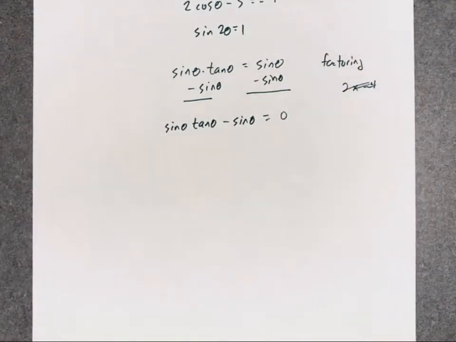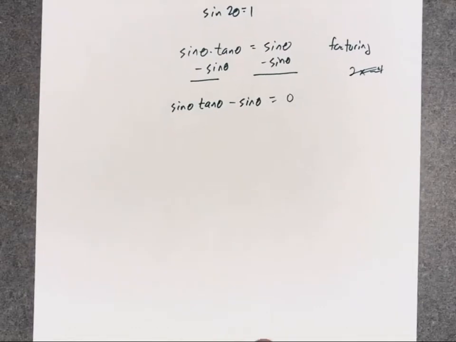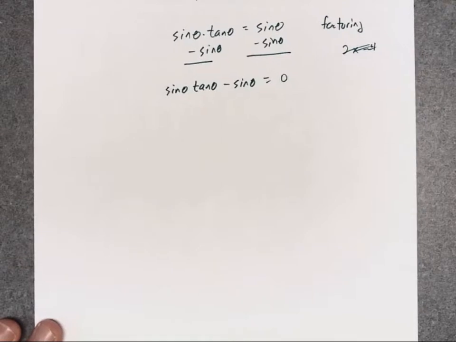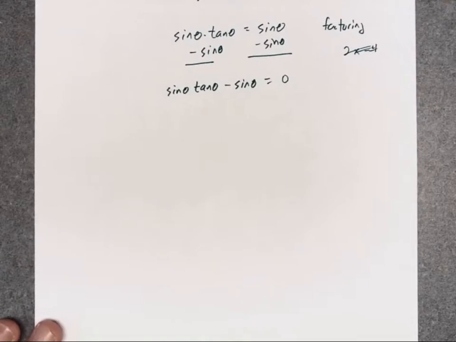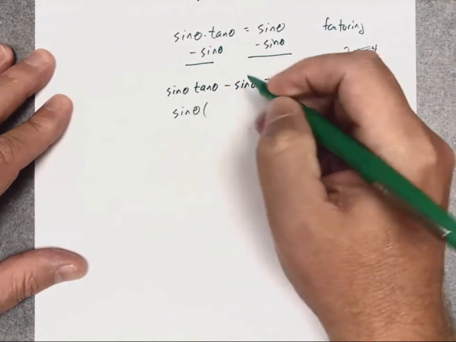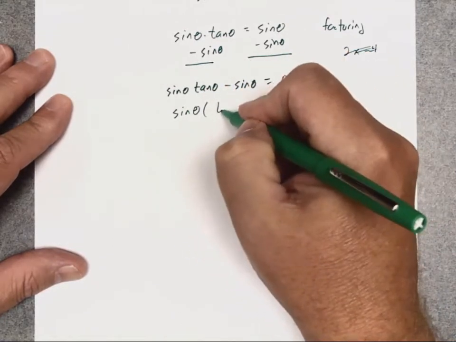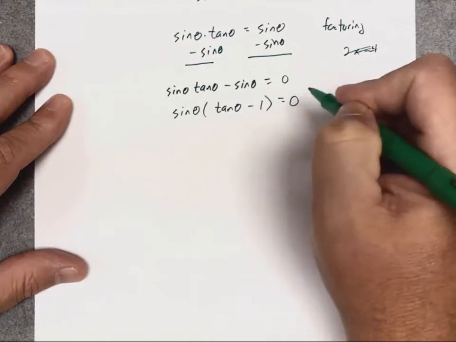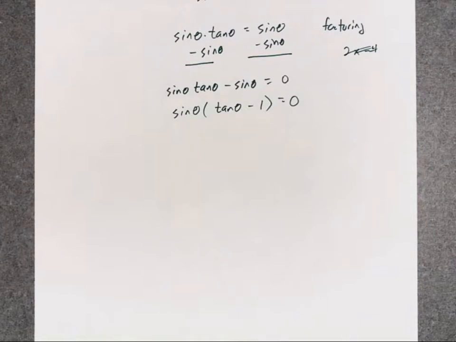Now hopefully you remember in factoring, the first thing you always do is see if there's a greatest common factor, if in all your terms there is something in common. I have two terms here, and both have a sine theta. So I'm going to factor out the sine of theta and create these parentheses where I have tangent of theta minus 1.